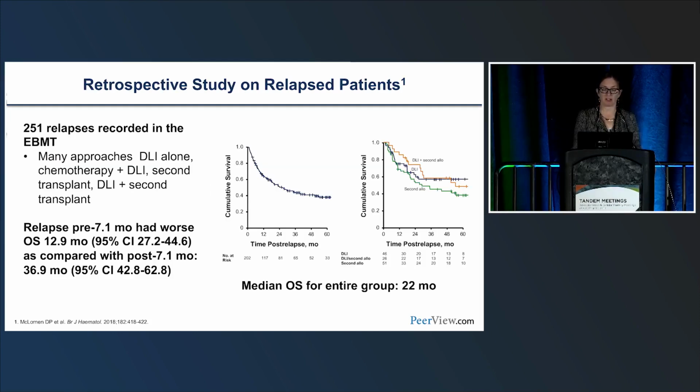This was a retrospective study that was done on relapsed patients, and they looked at approaches including DLI alone, chemotherapy and a DLI, second transplant, DLI and a second transplant, and basically all of the outcomes are fairly similar. There was no difference between them. The one thing that this study did note is that relapses pre-7 months had worse outcomes than those who had a relapse post-7 months, which isn't that surprising.